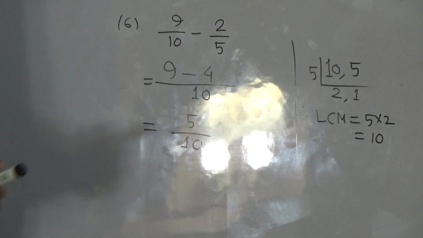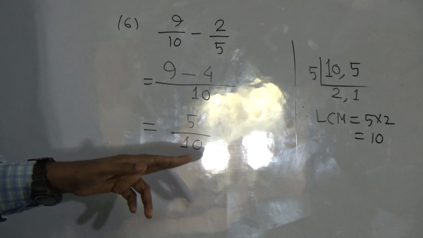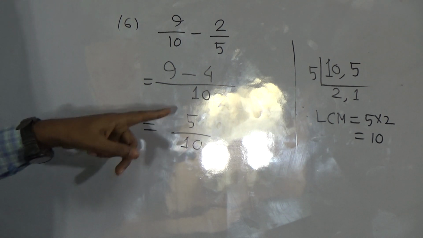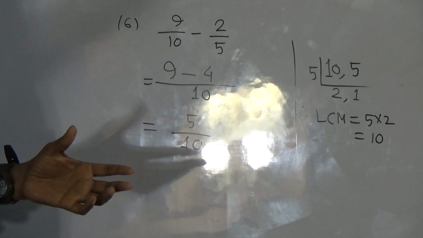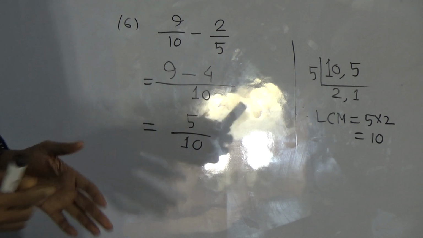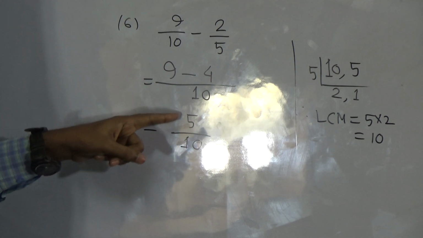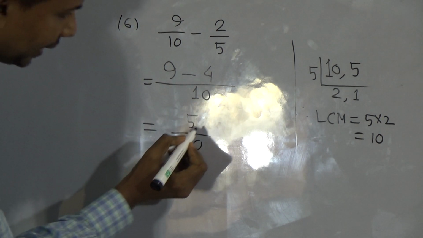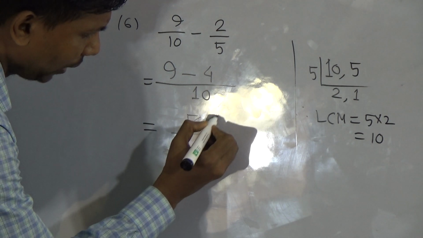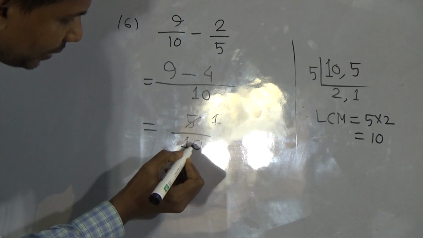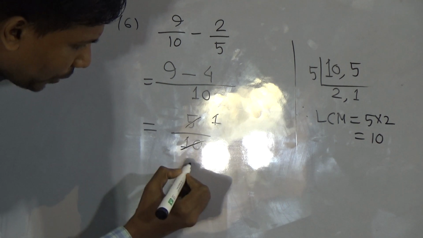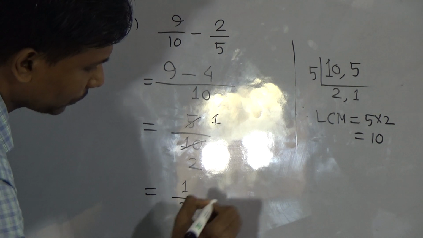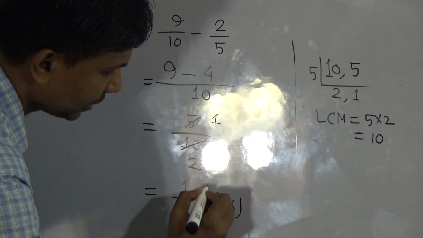5 over 10. Now you see between 5 and 10 there is a common prime number. Which is the common prime number? 5. Okay, we know also the common factor between 5 and 10 is 5. So divide the numerator by 5, then you get 1. Similarly, divide the denominator by 5, then you get what? 2. Therefore the answer is 1 by 2. And this is the answer.